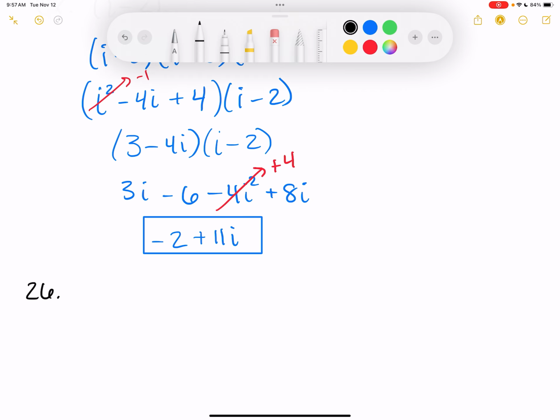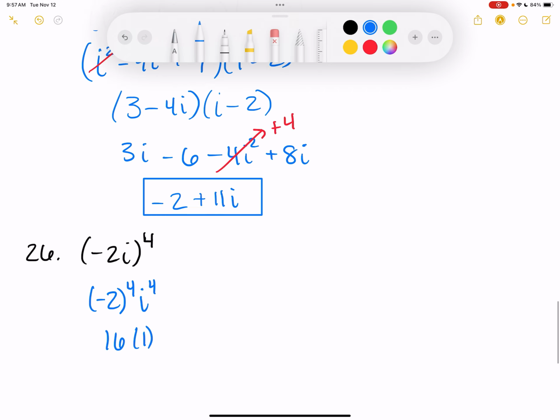Problem 26: -2i raised to the 4th. There's only one piece in here, so I can put the power of 4 on both things. So -2 raised to the 4th, i to the 4th. What's -2 to the 4th? 16. What's i to the fourth? 1. So 16 times 1 is 16.